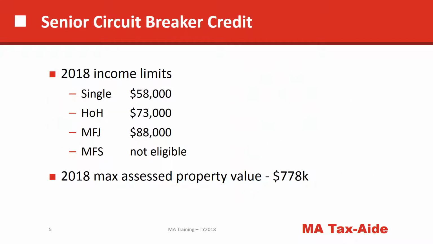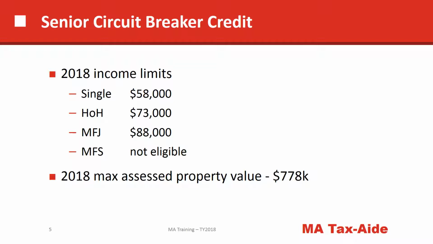Now for 2018, the income limits: you'll see single $58,000, head of household $73,000, married filing jointly $88,000. If the taxpayer is married filing separately, then they are not eligible. You will not even see the credit on the list of credits when you pull up TaxSlayer if they're in the MFS filing status.